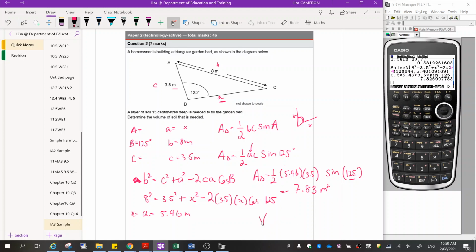Now to find the volume of soil, I need to do the area of the front face multiplied by the height or the depth. So that's going to be 7.83 multiplied by, change this to metres, if you don't do that, you'll get the wrong thing, so 0.15. And that is the volume of soil that we need, 1.17 metres cubed. You will get a mark deducted if you don't write metres cubed.